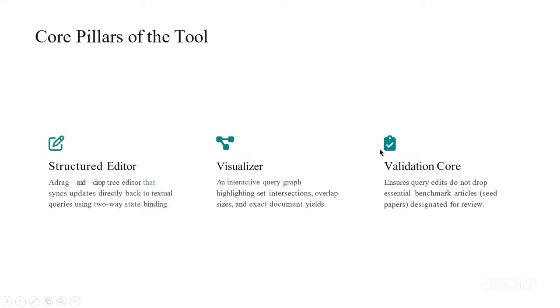And finally, here's the validation core, which is important because it helps ensure that important reference papers, which are known as seed papers, I'll move on to that later, remain included even after modifications to the search strategy. So for example, let's say you did a search strategy and you identified a paper that matches the research question perfectly.